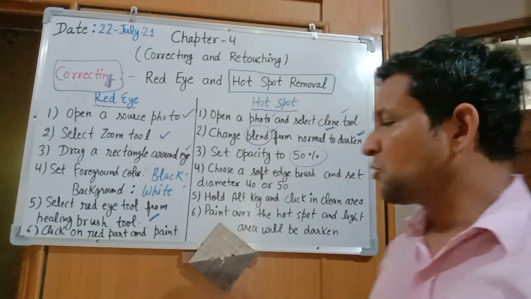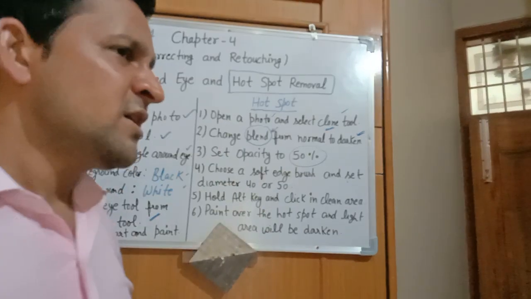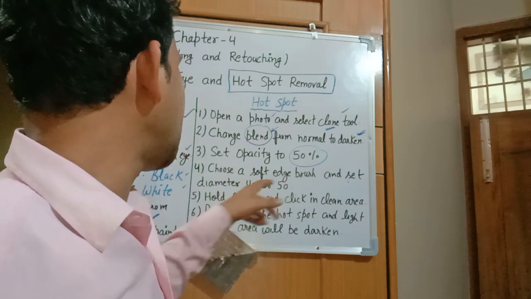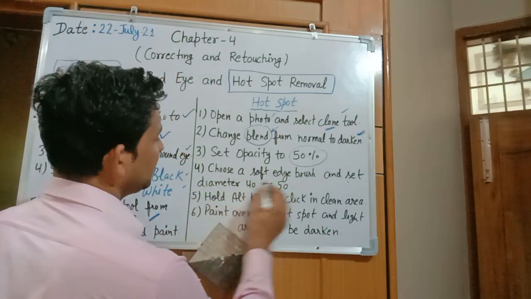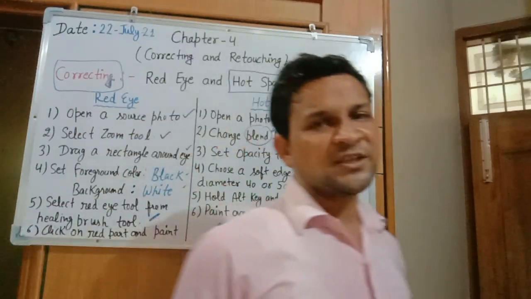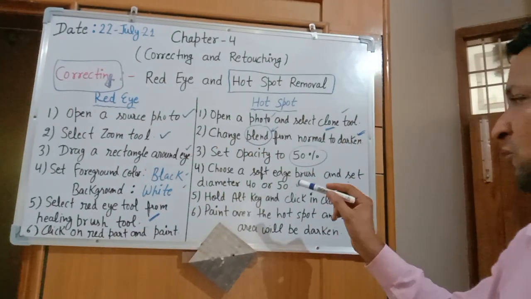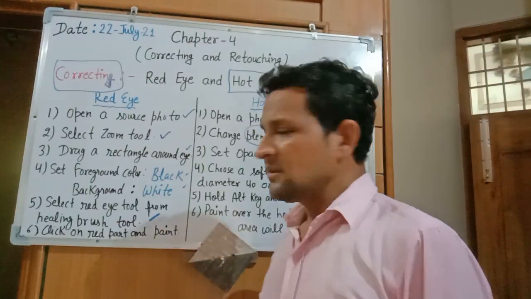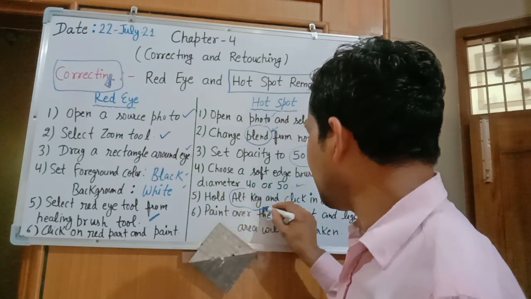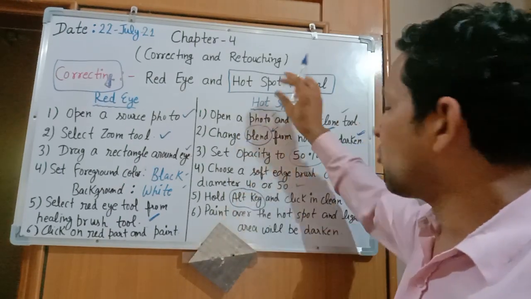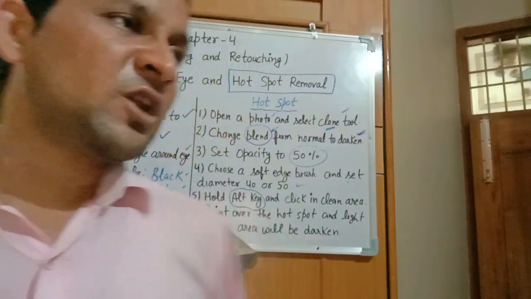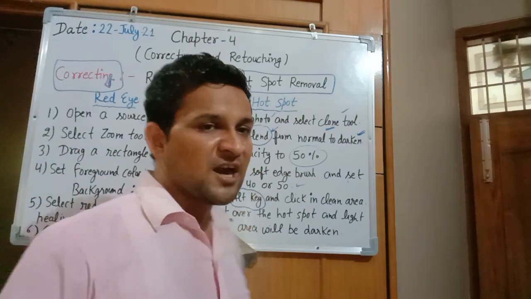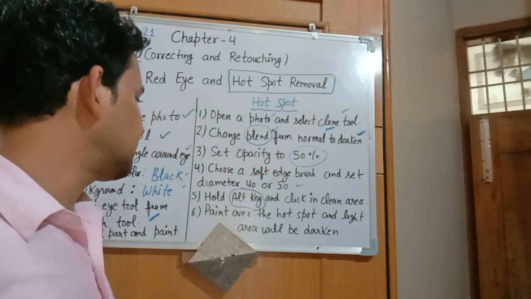In the next step, choose a soft edge brush. Why soft edge? Because you need to adjust the face part, so you need the softened brush to adjust. That's why choose a soft edge brush and set the diameter to either 40 or 50. It's up to the user, whichever displays the best output. Afterward, this is an important question: which key is used to adjust the hotspot removal? And the answer is the Alt key. So hold the Alt key and start to click in the area where you want to click.